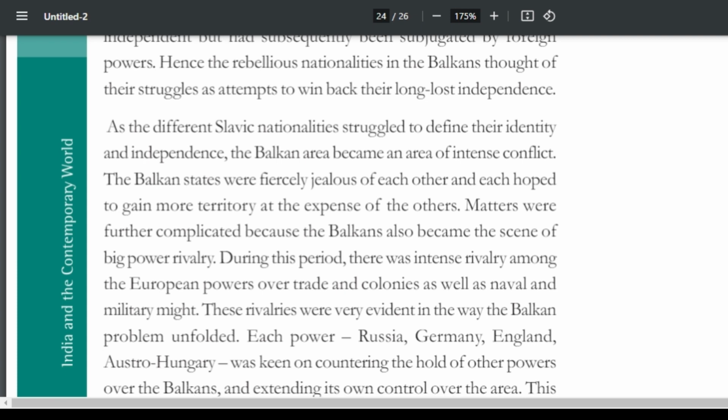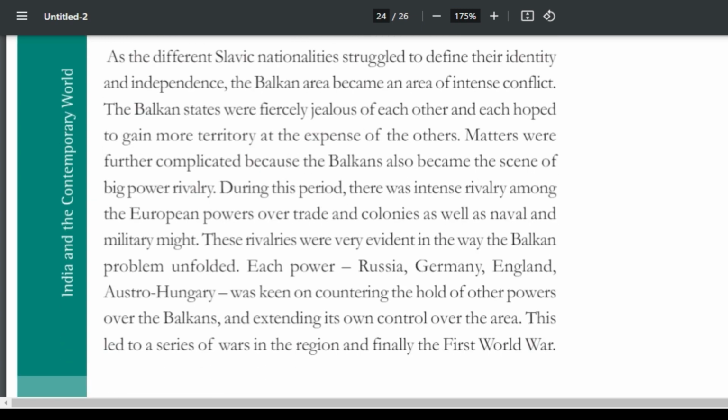As the different Slavic nationalities struggled to define their identity and independence, the Balkan area became an area of intense conflict. The Balkan states were fiercely jealous of each other and each hoped to gain more territory at the expense of the others. Matters were further complicated because the Balkans also became the scene of big power rivalry.